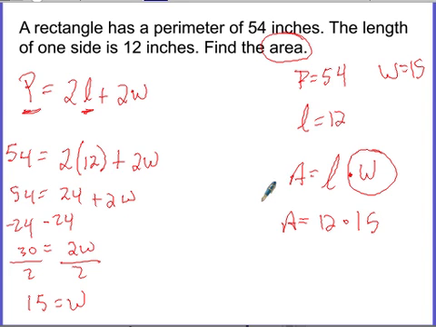12 times 12 is 144, plus 36 more, sorry. So 144 plus 30 would be 174, plus 6 more is 180. Area equals 180 inches squared. That's always inches squared. Sorry, mental math. My mental broke. All right.